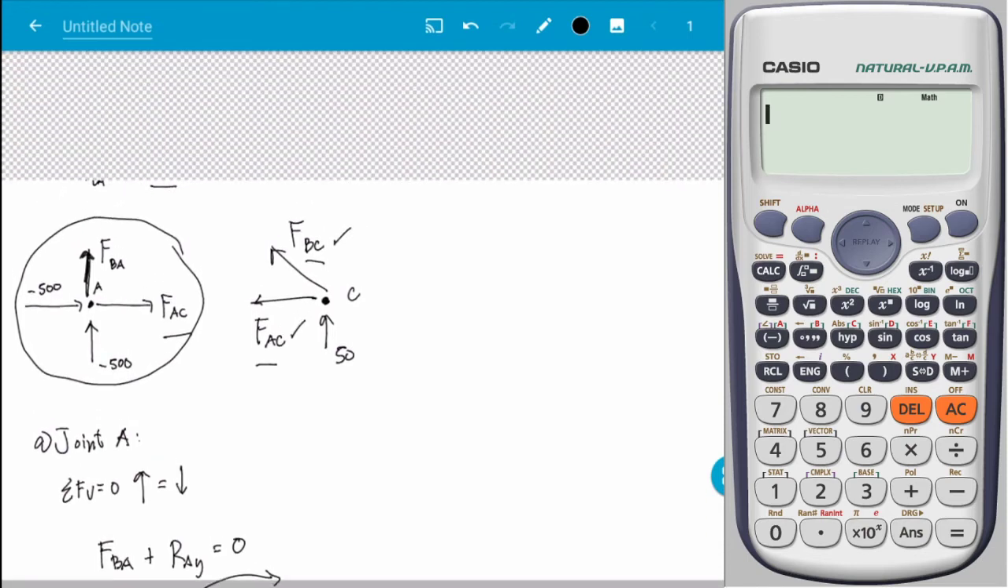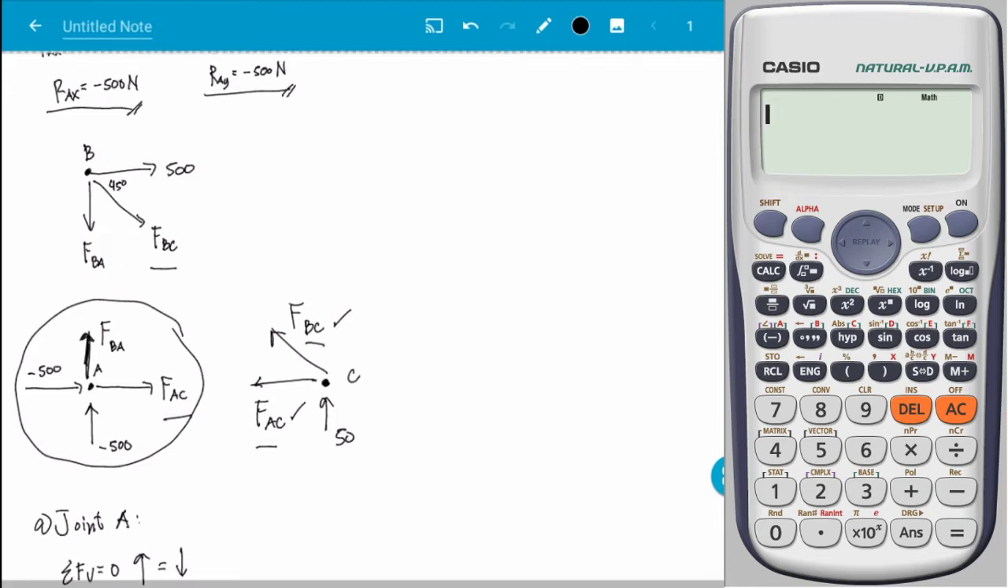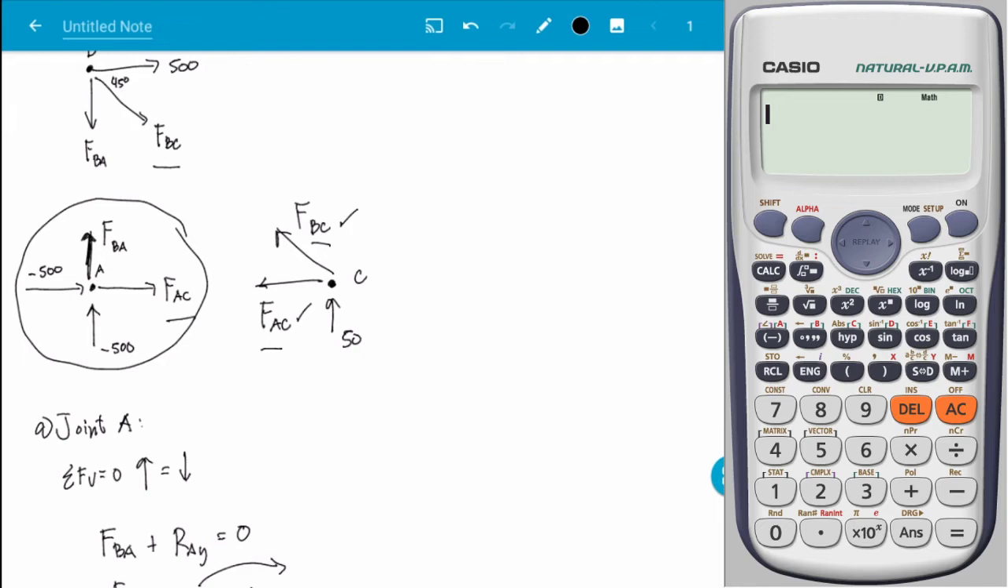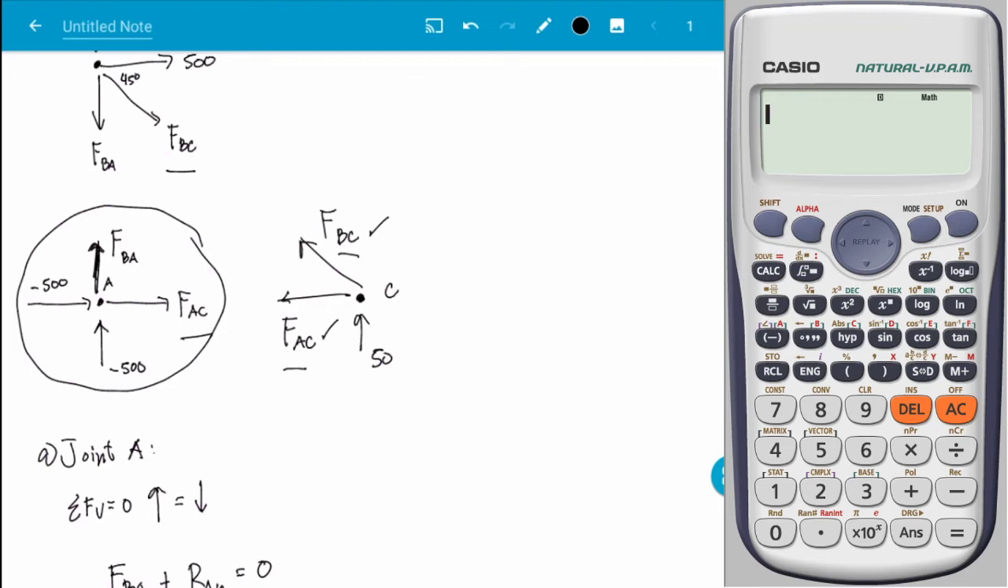bars, the other members. Now, I need to solve for FBC and FAC. If I will try to solve for FBC and FAC, I think mas maganda na I'll just consider joint C. Kasi sa joint C, andyan yung dalawa kong unknown, yung FBC at saka FAC.